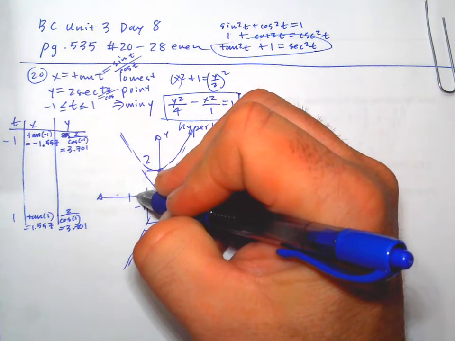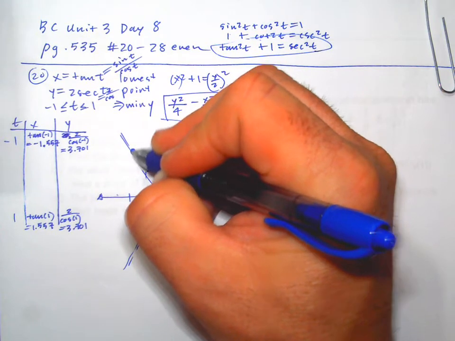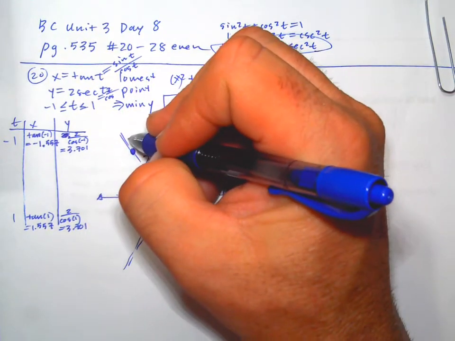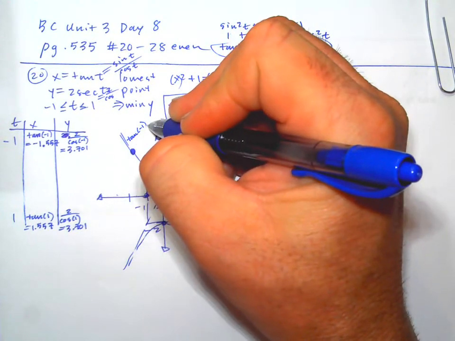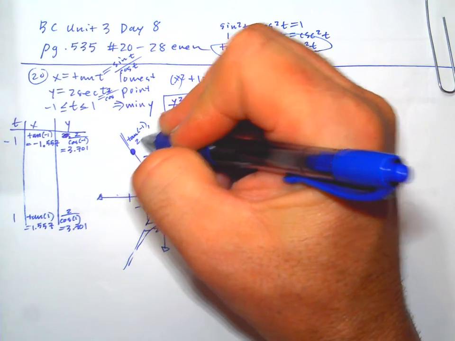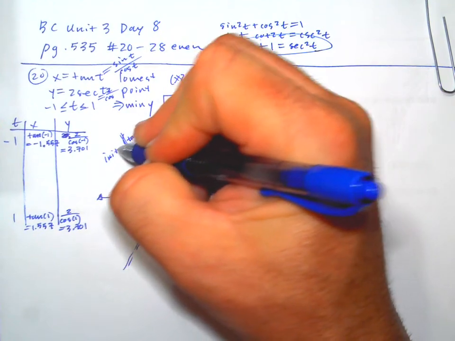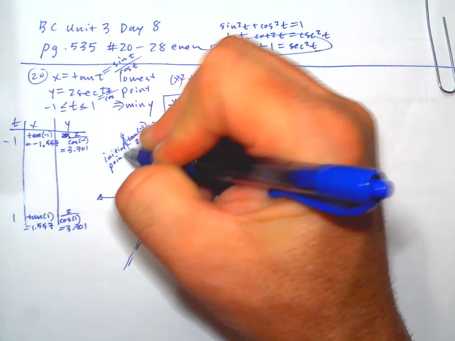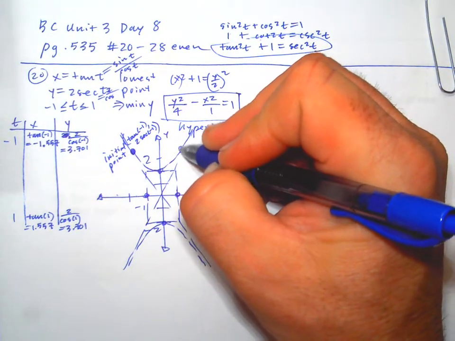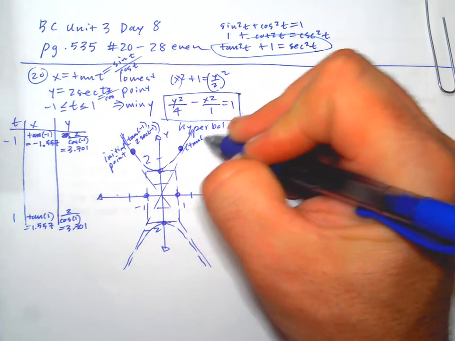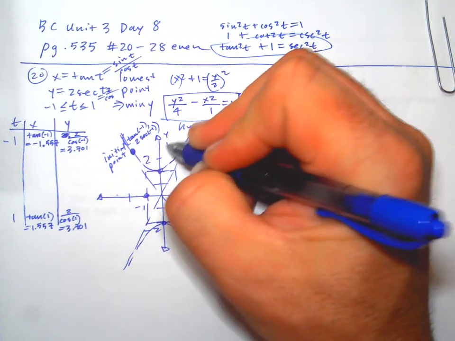So on our graph, -1.557 for x would be around here, so somewhere around here is our initial point. And we would just write it exactly: tan -1, comma, 2 secant -1 is your initial point. And then the other one's going to be over here on the other side, around here. So that's going to be tangent positive 1, comma, 2 secant positive 1. That's our terminal point.